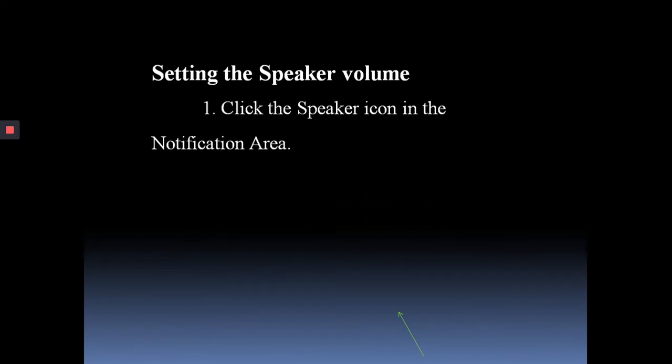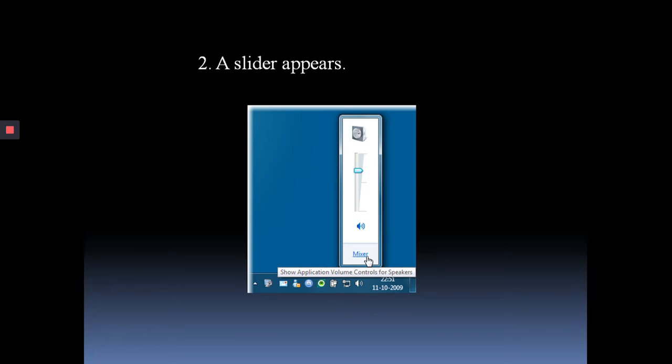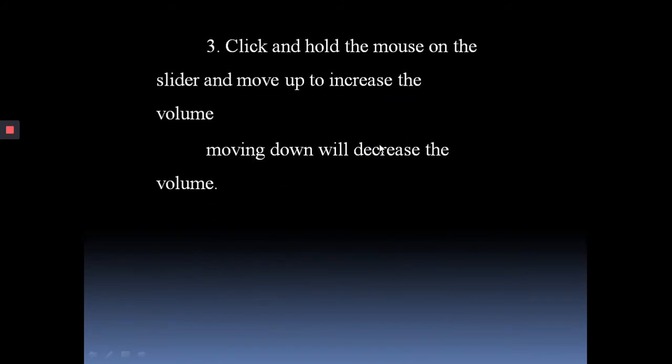The first step is we have to click the speaker icon in the notification area. Then after clicking the speaker icon, one slider will appear like this. This is the slider and it appears in vertical shape. Then the third step is we have to click and hold the mouse on the slider and move up to increase the volume. If we want to increase or decrease the volume, we have to do the changes by using the mouse on the slider.